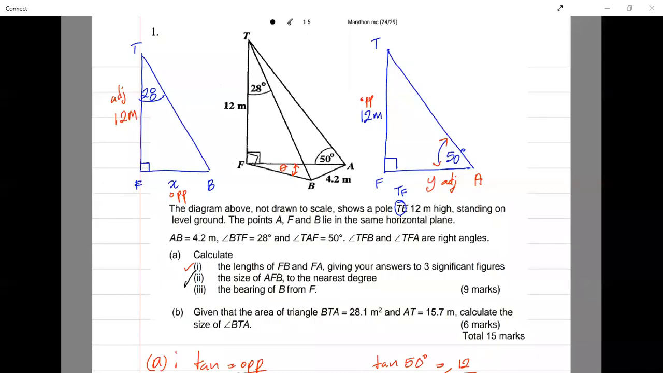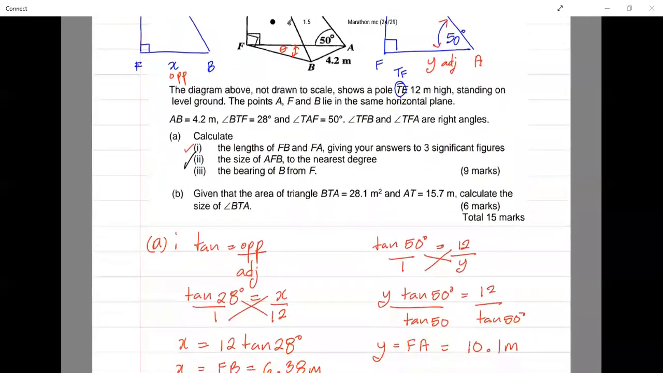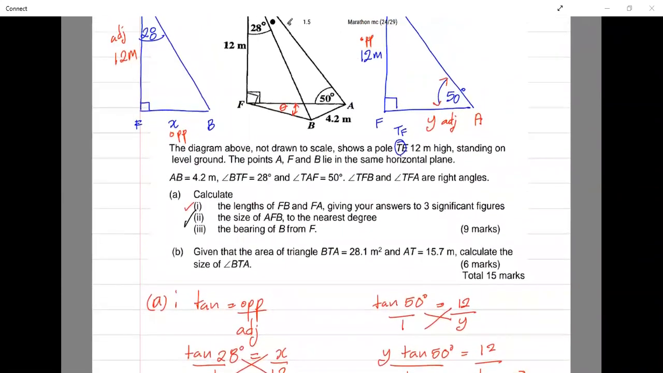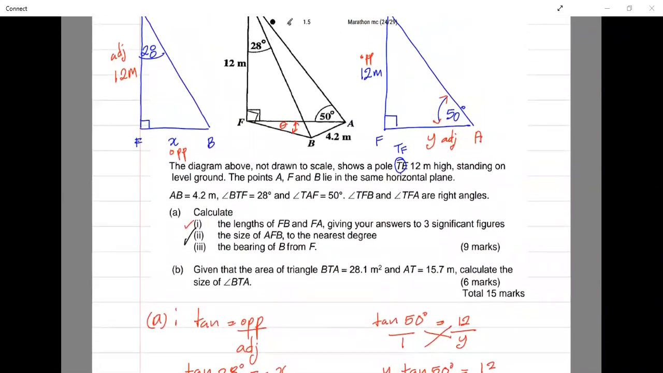All right. So now we're going to look at A triple I. In A triple I, we're asked to find or calculate the bearing of B from F. I actually did not like this part of the question, because I don't think we got enough information to do the question. And in order to do it, I'm going to make an assumption.